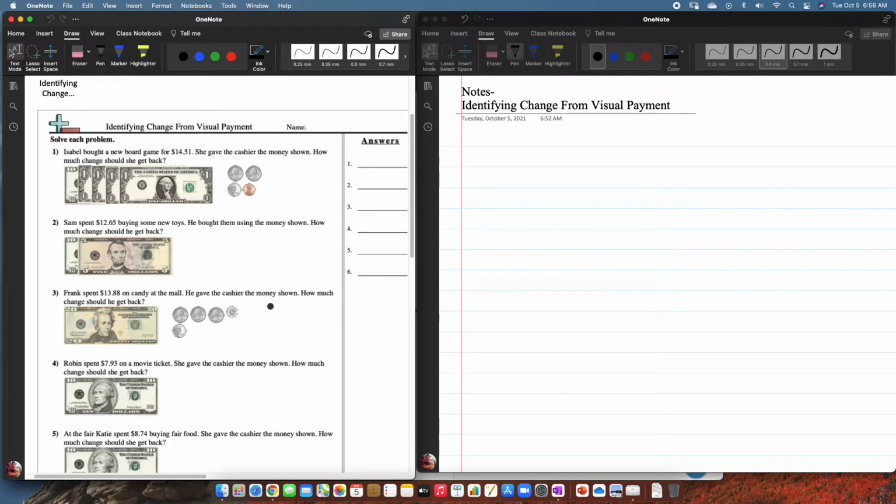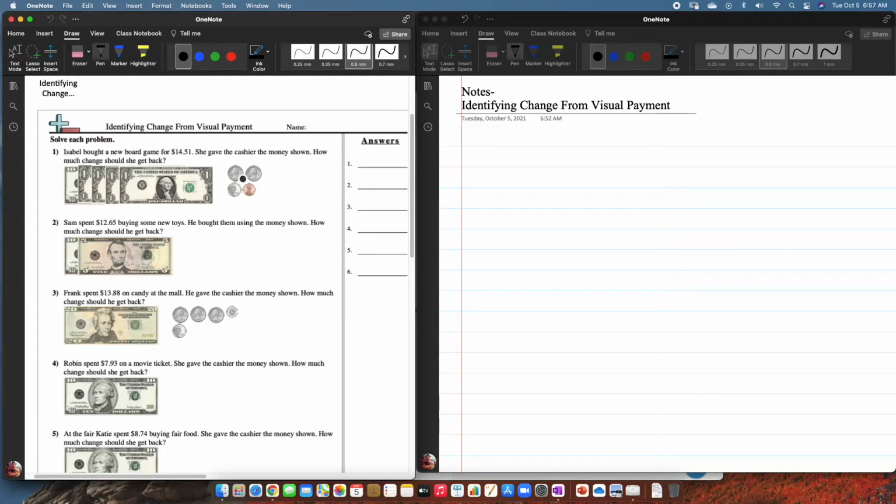This is Mr. Gutierrez, and in this video, I will provide you with a visual support, a video recording on how to do this activity that we're going to be working on in class. The title of this activity is Identifying Change from Visual Payment. So again, we're still working on our skills on how to count money and how to determine change whenever you are purchasing an item.